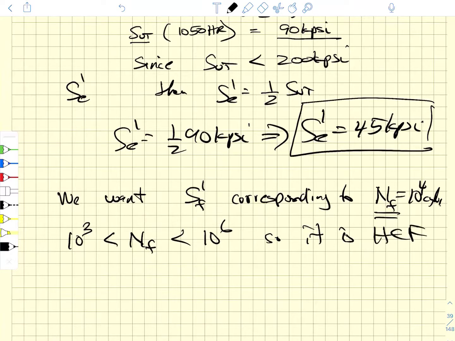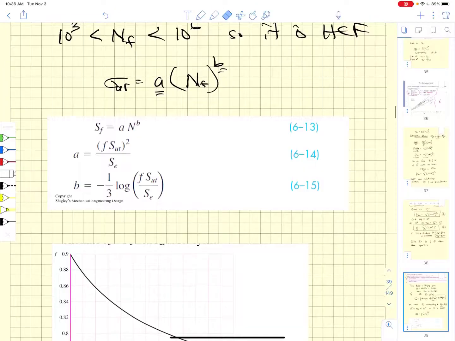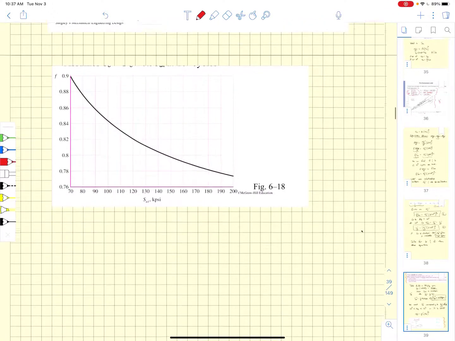In that regime, we know that we can use the fully reversed stress amplitude equal to A times the number of cycles to failure to the power B. So now we have to find A and B, and the way we're going to find them is to go back to our equations. We're going to go to Shigley and use equations 6-13 through 6-15. Well, 6-13 is just Basquin's law once again. And now we have to find the fitting parameters, using what we've just discussed.